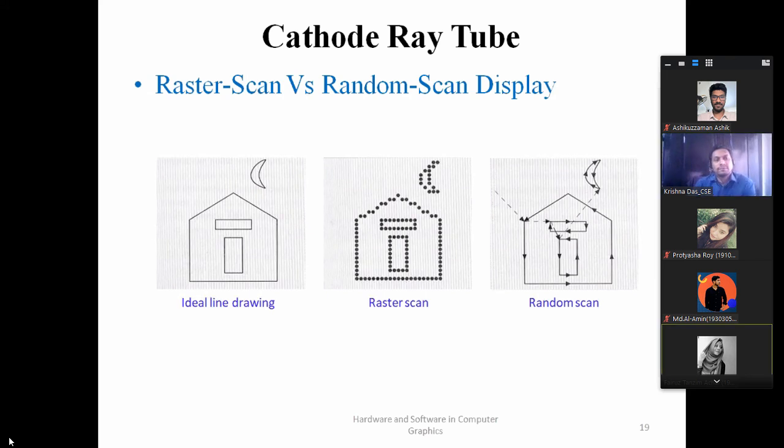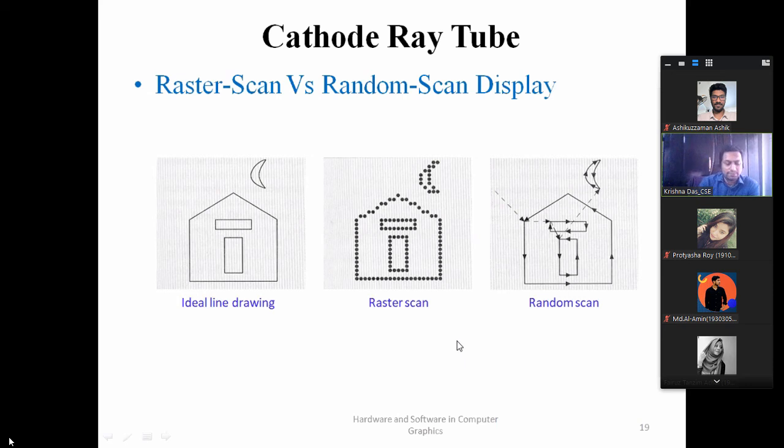Sir, ideal drawing. No, that is actually what our two generating processes will generate, an image like that. So that is different. Our main discussion is between these two. Between these two, which one do you like? Sir, random scan. Random is on the right hand side, that one, right? Yes, sir. Then why do we use the raster scan or raster display most of the time?